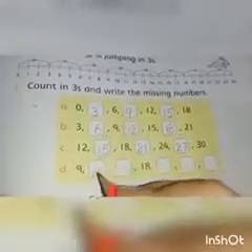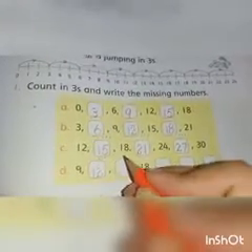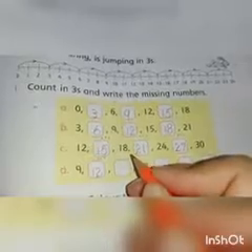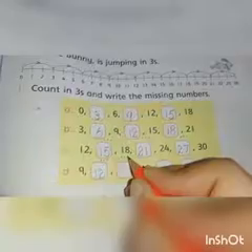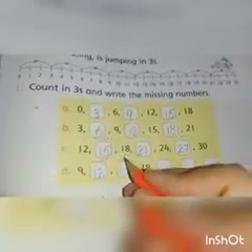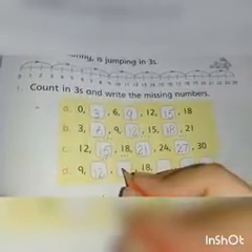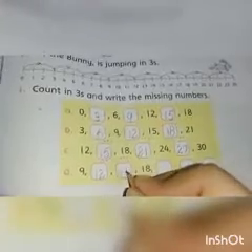After 12, we will count towards and skip two numbers and reach the third one. 12, 13, 14, 15. Students, when we skip these two numbers, we have the number 15. Write 15 in the box.